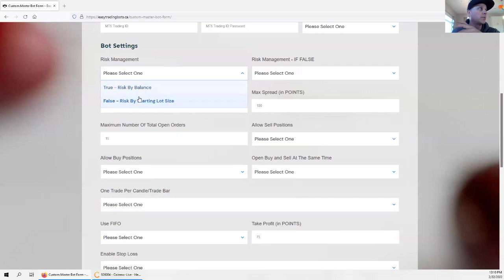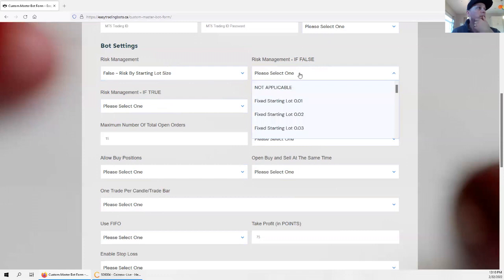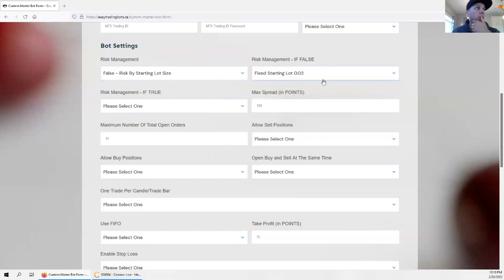So here, true or false. We'll just say we'll go by fixed starting lot sizes, right? So here we say risk management, if it's false, yes, it's false. Okay, so what do we want our fixed starting lot to be? Oh, I want my fixed starting lot to start with 0.02. So you select that. Here, we're not doing risk by balance, so we're saying not applicable.